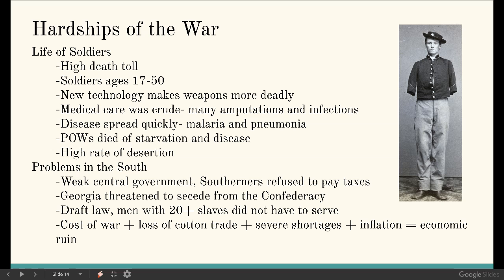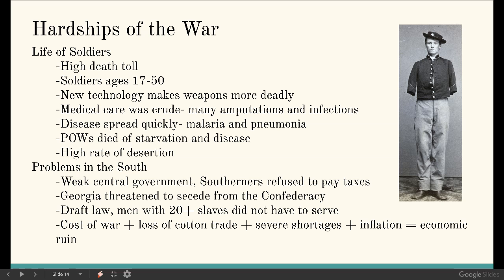Now, the Civil War was a savage time period, and a lot of people, not just soldiers, experienced a lot of hardships during the war. Now, from the perspective of a soldier, you're dealing with a really high death toll. Soldiers could be fighting from age 17 all the way up to age 50. So you're going to have a lot of inexperienced soldiers and a lot of soldiers who are kind of up there in age. And there is massive deaths as a result of new technology during this time. So you're going to get a lot more death than we've seen in previous American wars.